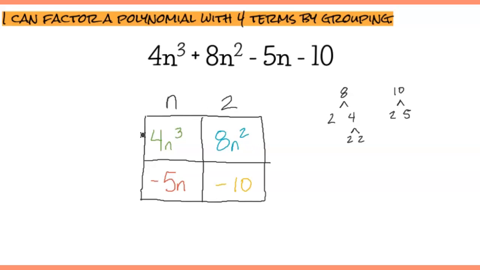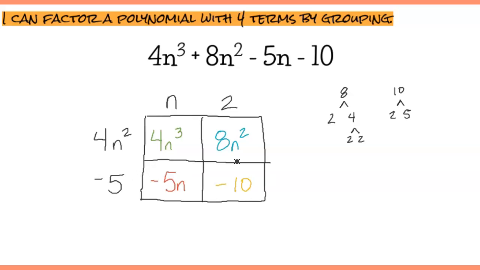So now I got to do my two rows. So 4 and 8, the largest, the GCF is 4. n cubed and n squared is going to be n squared. Negative 5n and negative 10. Well, I know they both share a 5. And because this first number is negative, I'm going to pull out a negative 5.